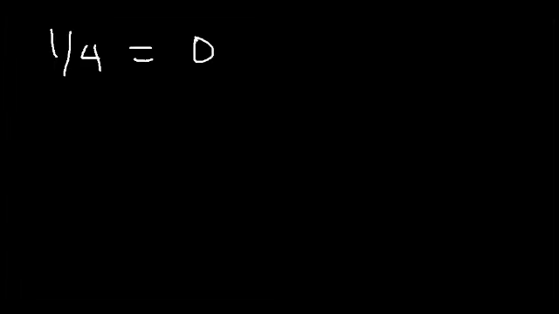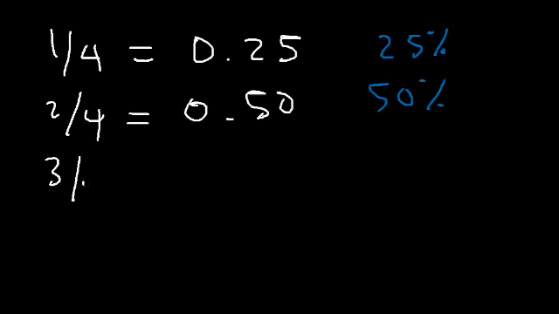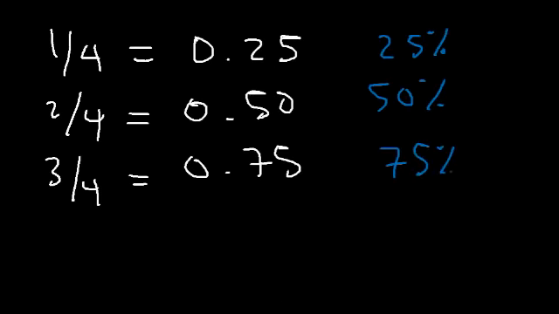1/4 is a quarter, that's 0.25, which is the same as 25%. 2/4 is 0.5, which is 50%. 3/4 is 0.75. As a percent, that's 75%. And 4 over 4, that's a whole, that's equal to 1, which is 100%.